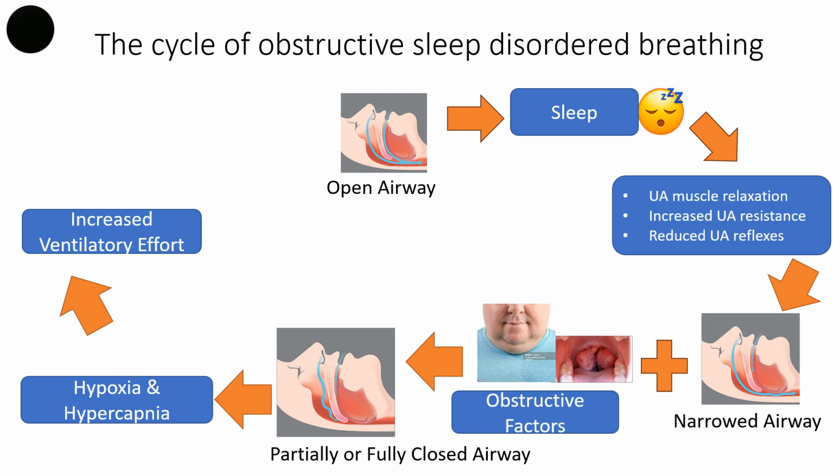So eventually that effort causes us to have what we call an arousal. So this is a brief awakening. That brief awakening sends what we call tone back to the muscles of the throat. So those muscles become firmer, open up, and the airway opens up again. This happens so quickly that we don't normally know that it's happened, and we fall straight back asleep, and it can cycle over and over again.